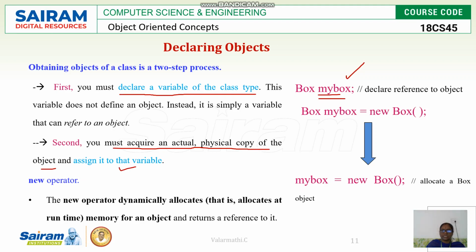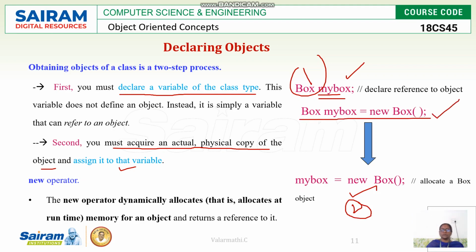So the first step is declaring the class variable. The second is to actually allocate a physical copy of an object. See here, this is the first step and this one is the second step. Box is my class name and mybox is the object variable, and as of now it is declared, not exactly acquired. Then in the next step, using the new operator, this is done.